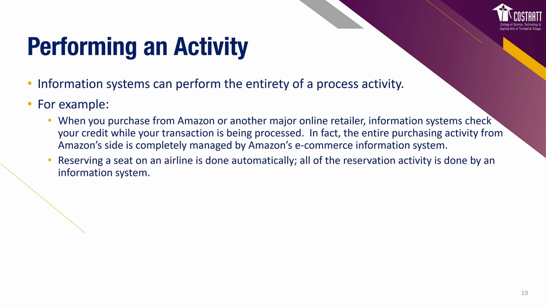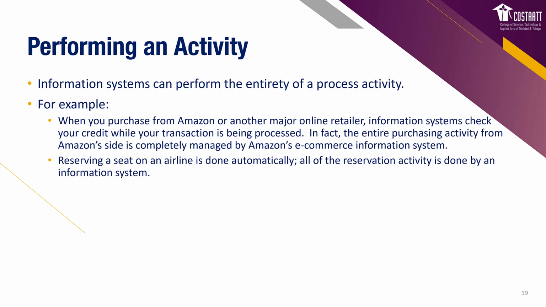Information systems can perform the entirety of a process activity, such as if you were to go shopping on Amazon.com. When you look for an item, let's say you want to buy a t-shirt on Amazon.com, secretly there isn't a human being on another computer monitoring what you are doing and responding to everything that you type or everything that you click on. That's not the case. In the case of Amazon.com, it is an information system that you are interacting with in its entirety. There is no other human being involved at that level.